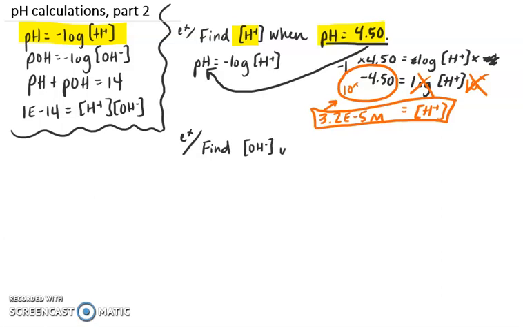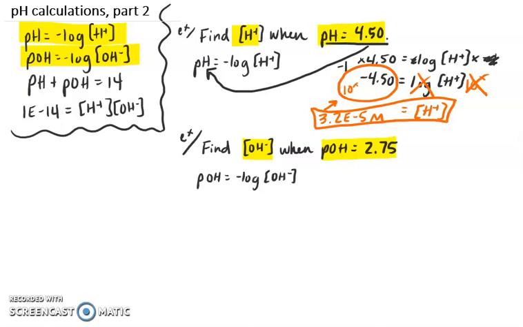So find the concentration of OH when pOH equals, let's say, 2.75. Okay, so first of all, we are given pOH. They want OH. I'm hoping it's obvious that we're going to use this second formula. And again, always good practice to write down that formula before you begin plugging numbers in. And just like the last time, they're giving me the answer. They're giving me this value for over here. So let's substitute that in.